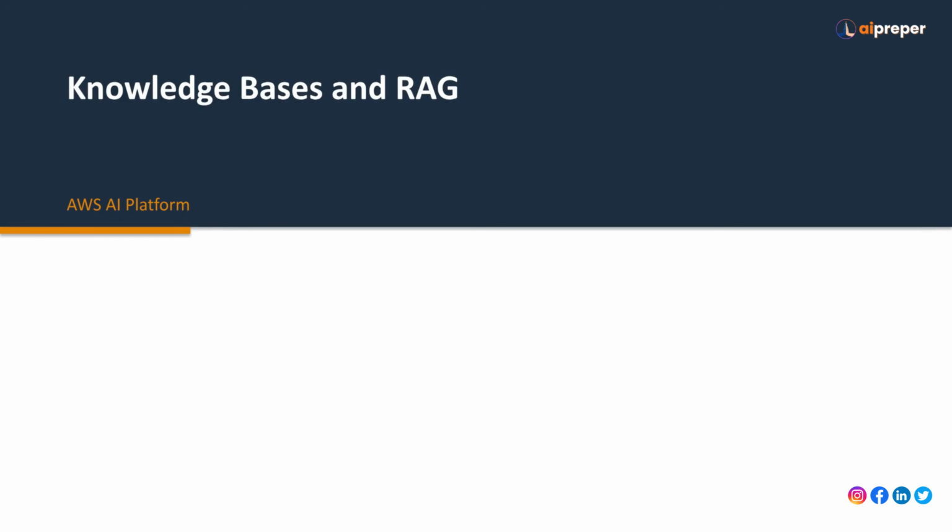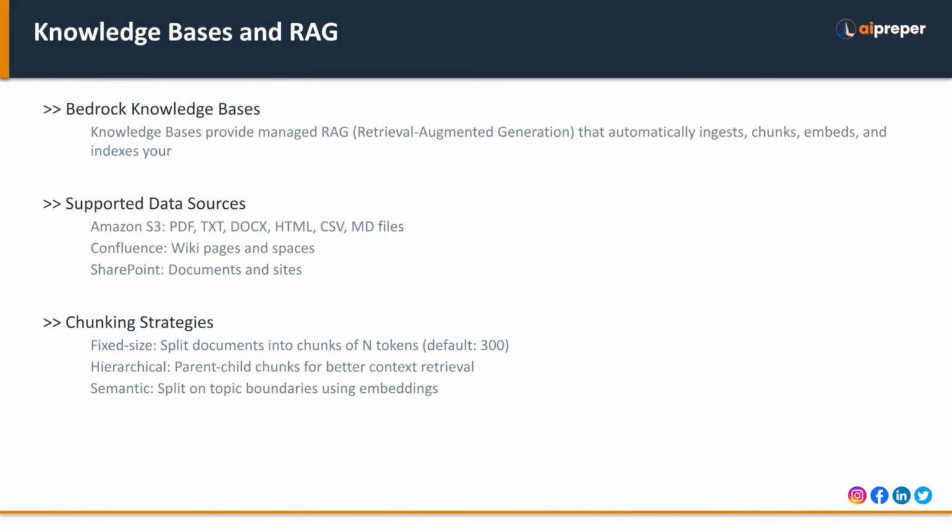Module 3 focuses on knowledge bases and RAG within the AWS AI platform. Bedrock knowledge bases provide managed retrieval augmented generation that automatically handles ingestion, chunking, embedding, and indexing of your data. Supported data sources include Amazon S3 files, Confluence wiki pages, and SharePoint documents. Different chunking strategies, like fixed size, hierarchical, and semantic, are available.